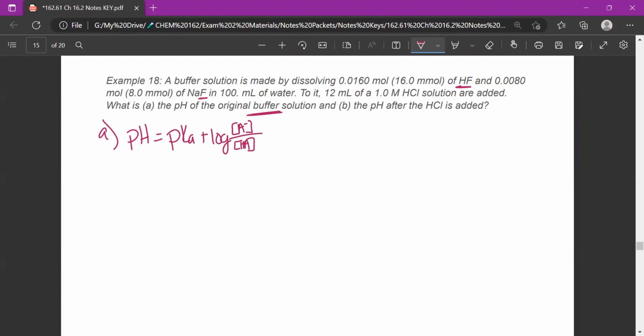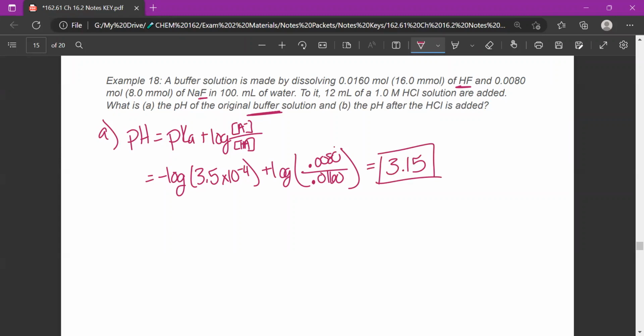Awesome. Okay, so I'm going to plug all these in. Negative log of 3.5 times 10 to the negative 4th plus the log of, okay, which one goes on top? A minus goes on top, so that's NaF. So I have 0.0080 on top over 0.0160. You could have also done 8 over 16, get the same answer. What I would end up with is 3.15. Okay, so that's my starting pH of this buffer.